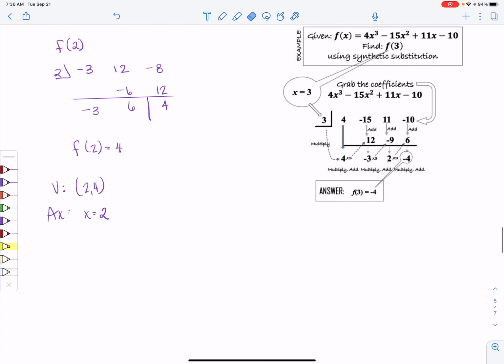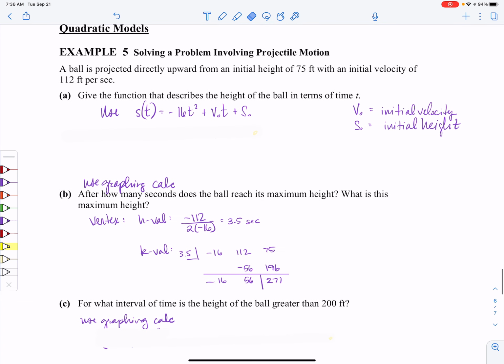All right, the last question for this section is going to be height of a projected object. I've mentioned in class, and I think I've mentioned in videos, that this is one of the most common types of story problems that you guys are going to run into in Math 110. So you'll notice that you've got a ball. It's projected directly upward from an initial height of 75 feet with an initial velocity of 112 feet per second.